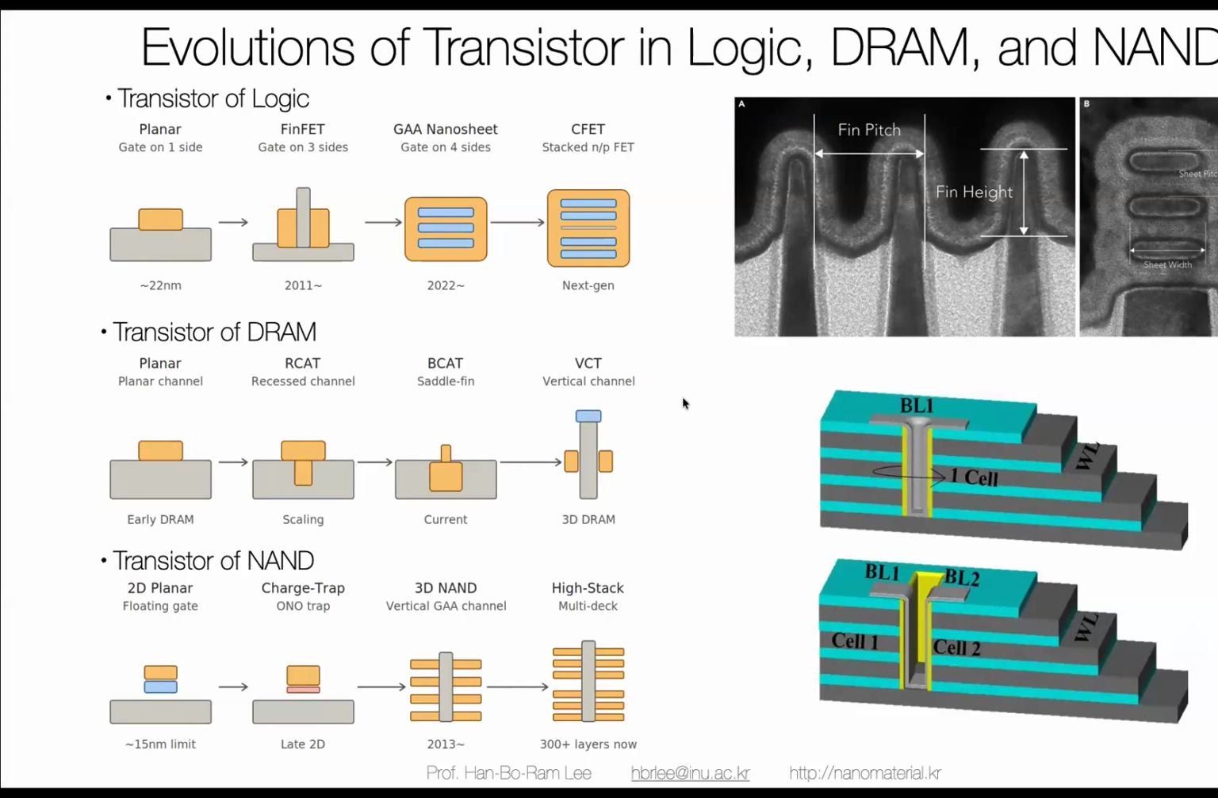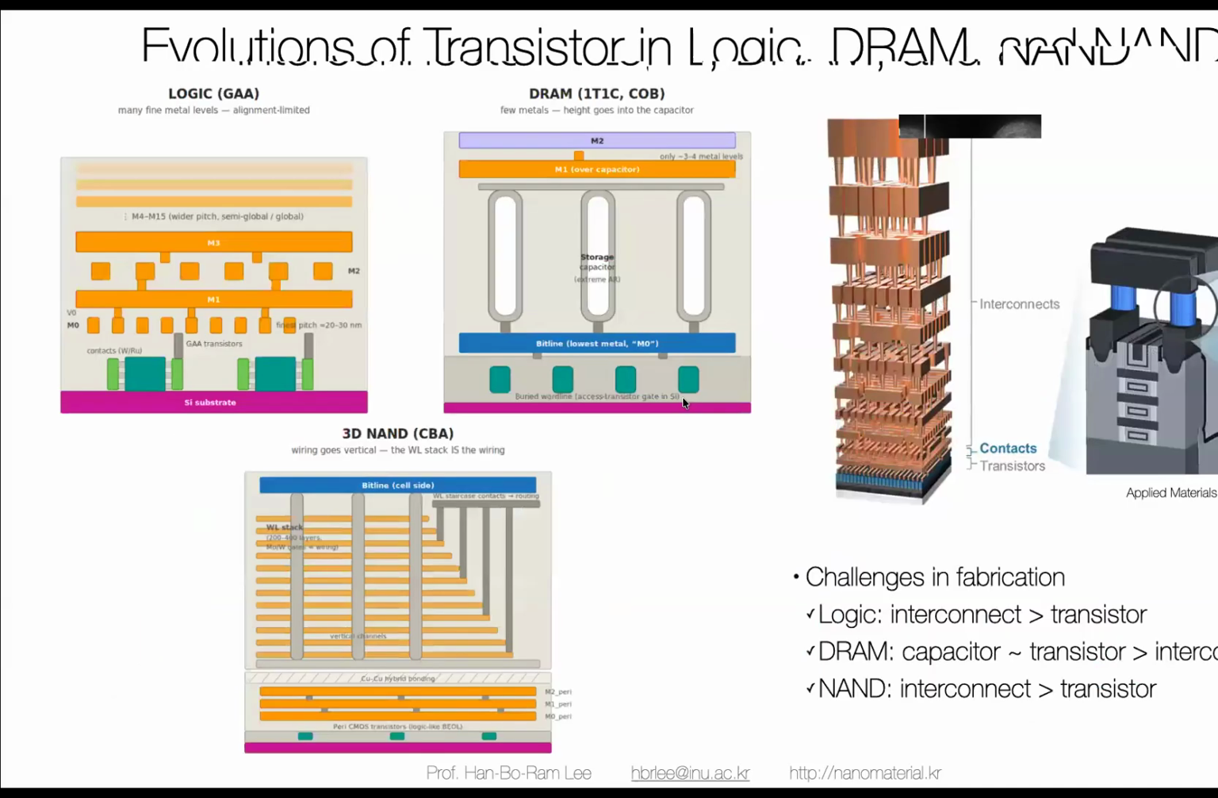And the transistor of the DRAM: planar, recessed channel, saddle pin, and vertical channel. This is the main idea right before moving to the 3D DRAM structure. And then NAND flash memory has already moved on to 3-dimensional, from 2D planar, to charge trap layer, to 3D. It's moving on to the high stack. And this is the big difference between the 3 different things.